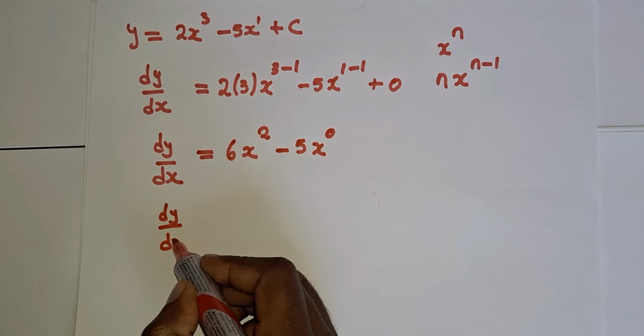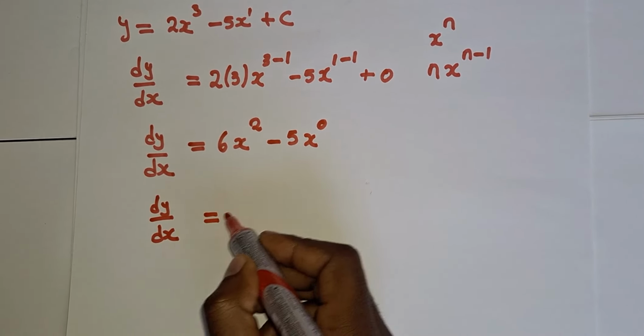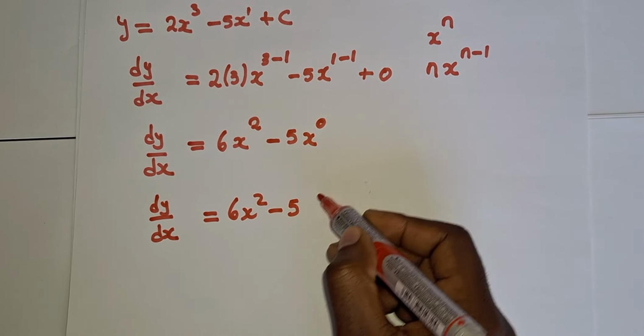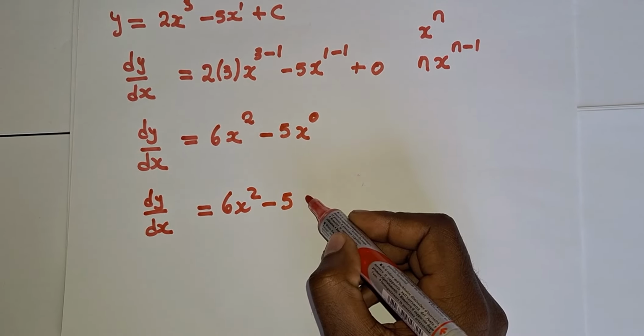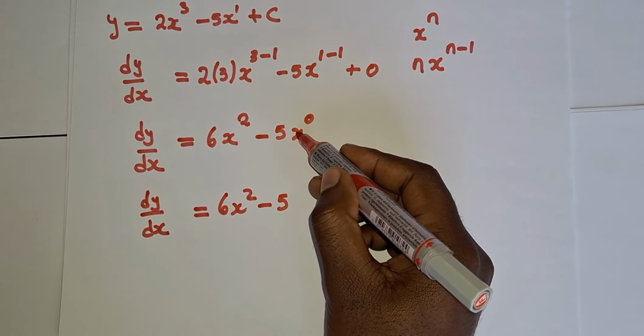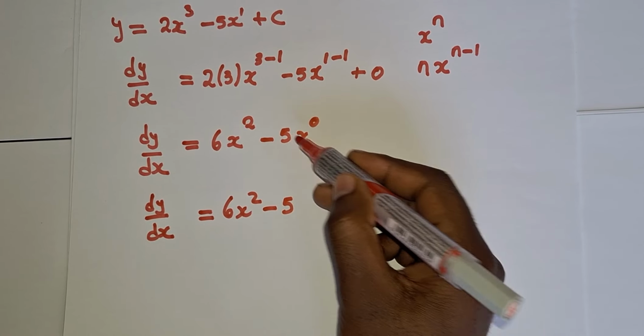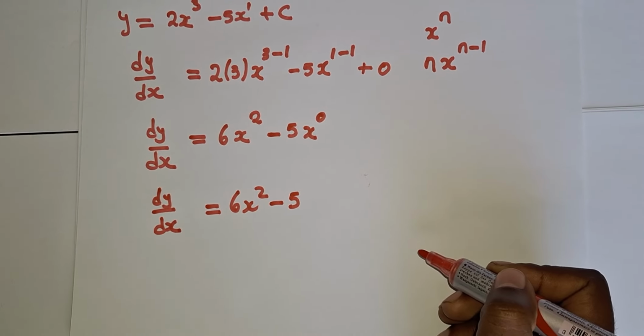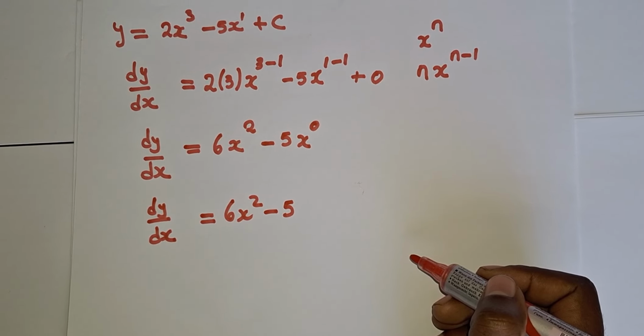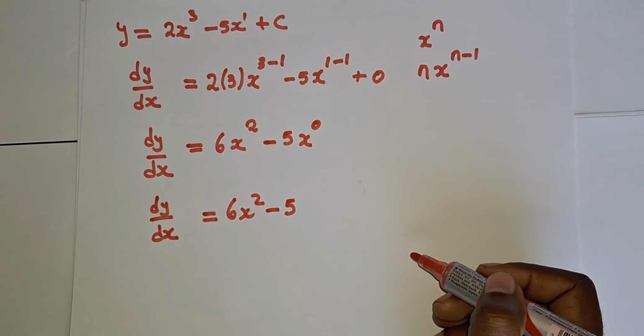Dy over dx is equal to 6x squared minus 5, because any number to the power 0 is equal to 1. So we get x to the power 0, which is equal to 1, and then 1 times 5 is 5, which is the equation that we integrated in the previous video, as you can see.